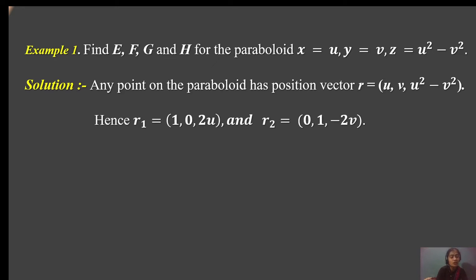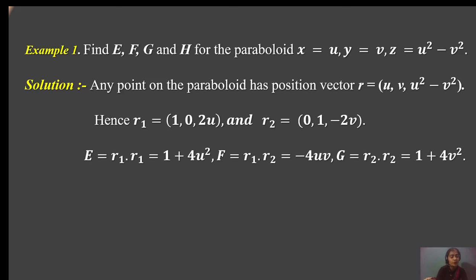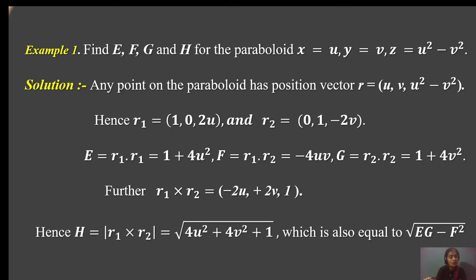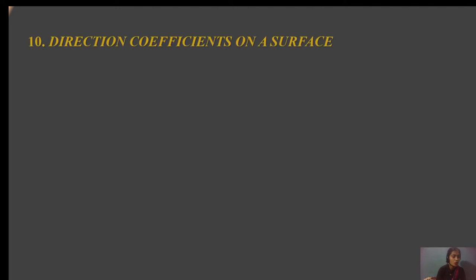Hence r1 equals (1, 0, 2u) and r2 equals (0, 1, minus 2v). So E equals r1 dot r1 equals 1 plus 4u squared. F equals r1 dot r2, that is minus 4uv, and G equals r2 dot r2 equals 1 plus 4v squared. Further, r1 cross r2 equals (minus 2u, 2v, 1). Hence H equals the modulus of r1 cross r2, which equals the square root of 4u squared plus 4v squared plus 1, which is also the square root of EG minus F squared.